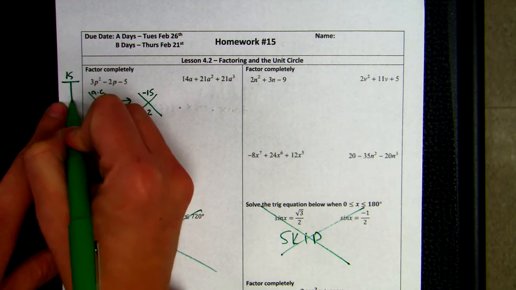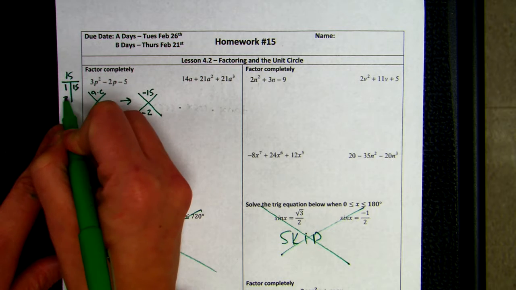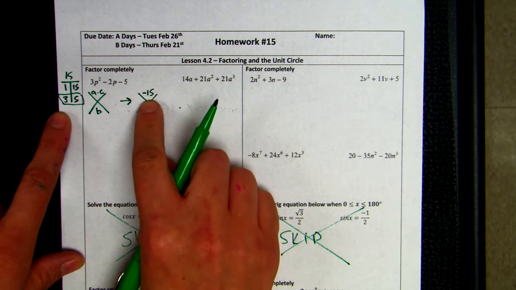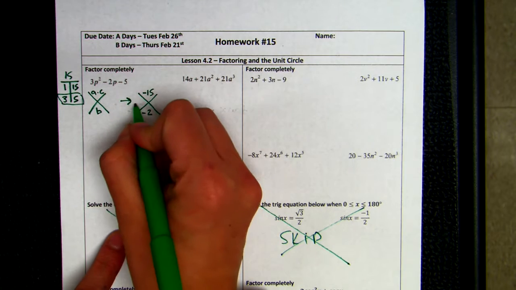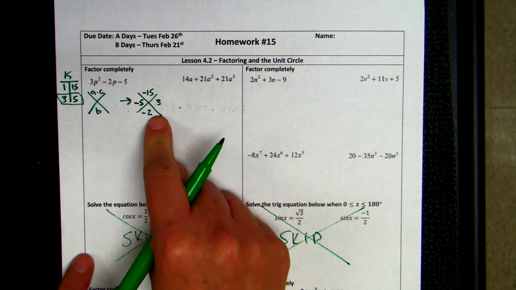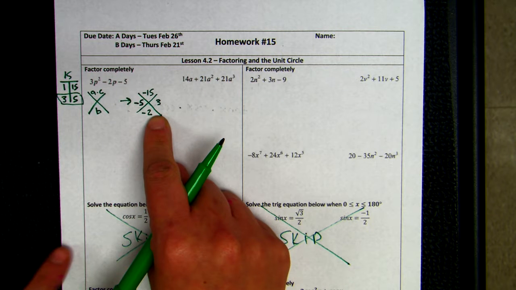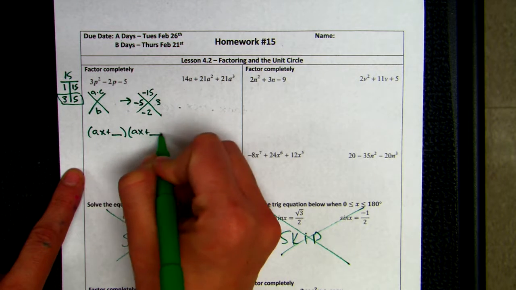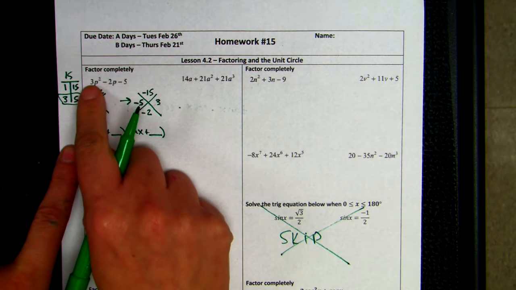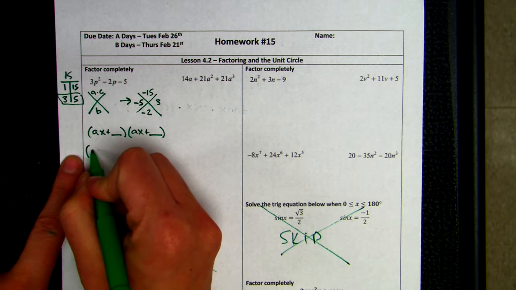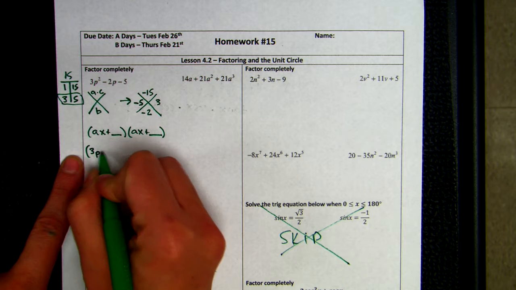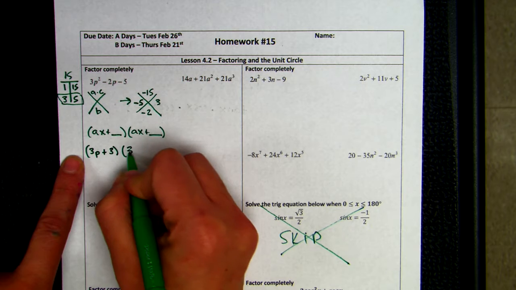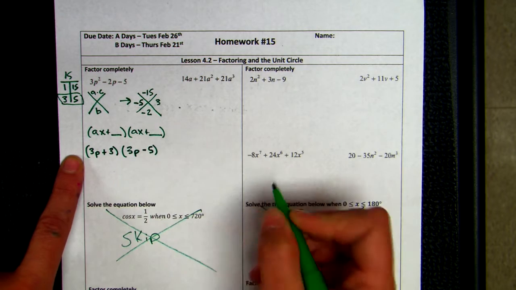So if I'm looking at all the factors of 15, I have 1 and 15, and I have 3 and 5, which I'm going to stop there. I know that one of them has to be negative because 15 is negative. So I'm going to use -5 and +3 here. When I set up my factors, remember my factored form is ax plus the factor, ax plus the factor. So my a value here is 3. So it's going to be 3p, instead of x, 3p plus one of my factors. I'm going to use 3.